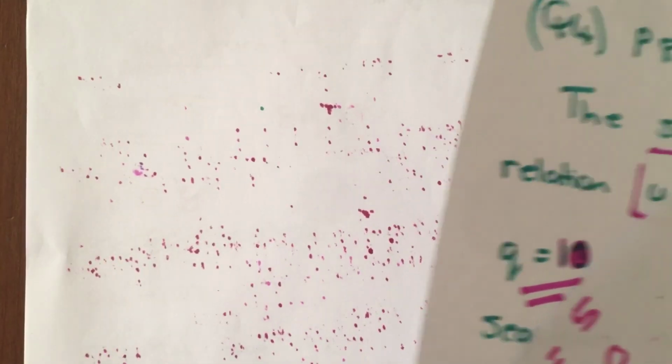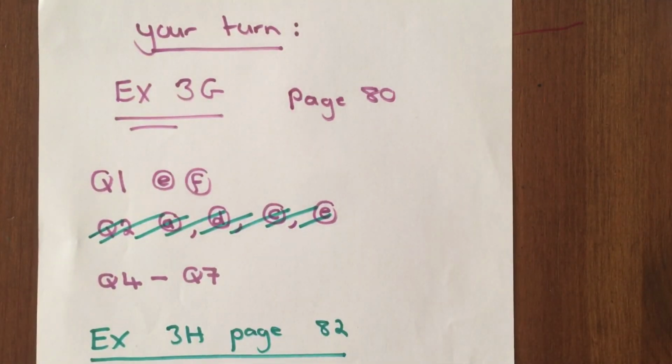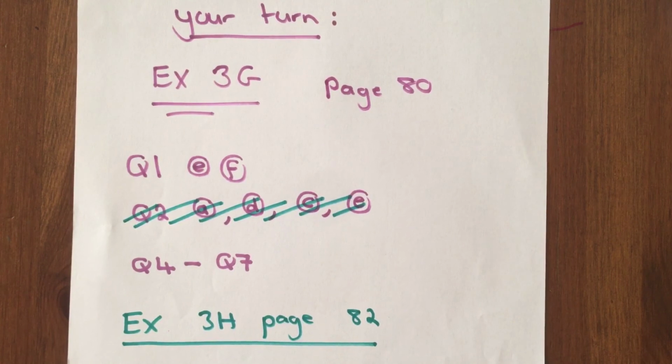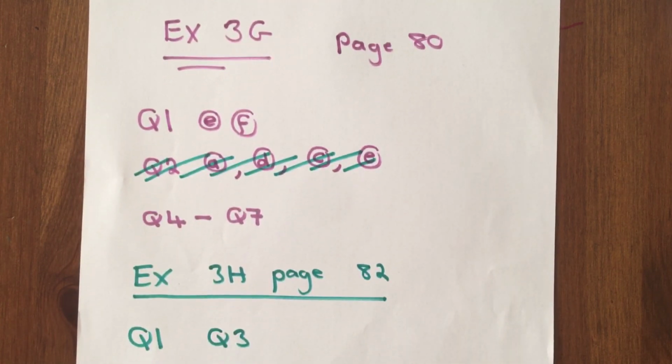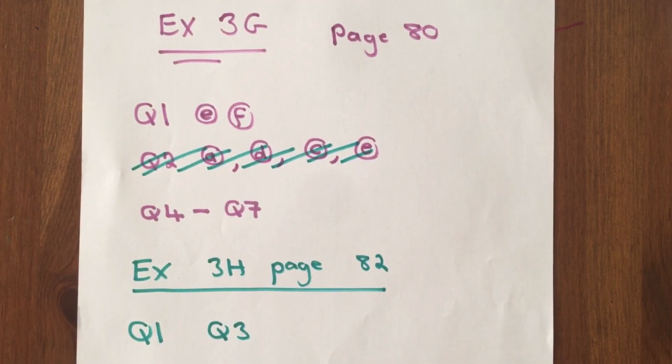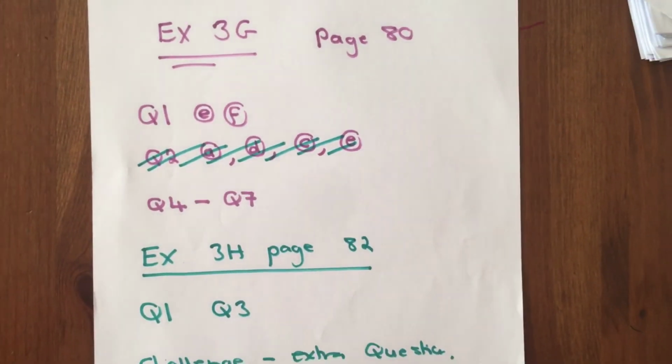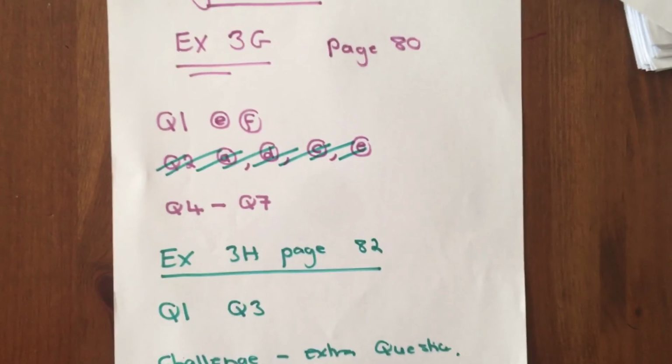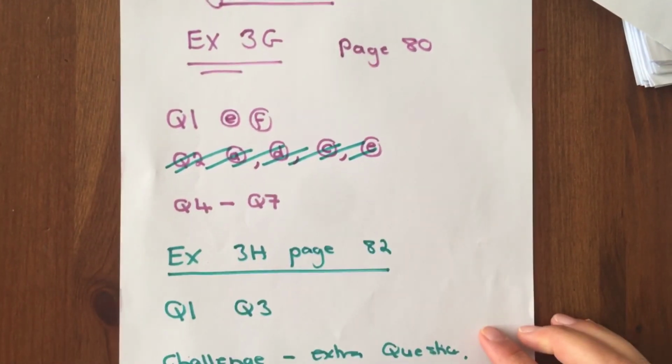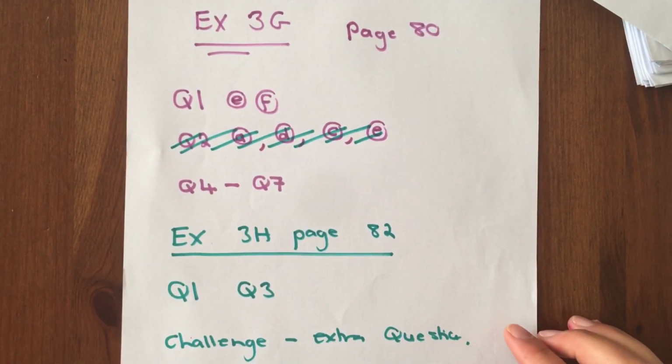Right, so your turn. This is what I'd like you to do from 3G and 3H, please. Just make that a little bit bigger. There we go, guys. 3G and 3H.